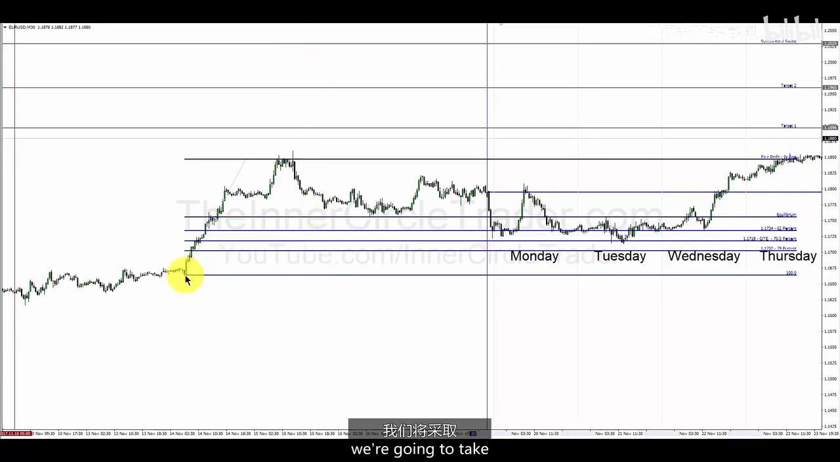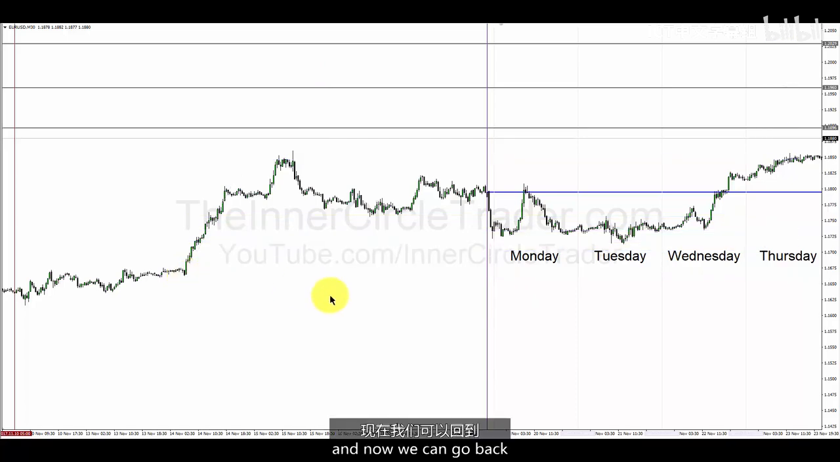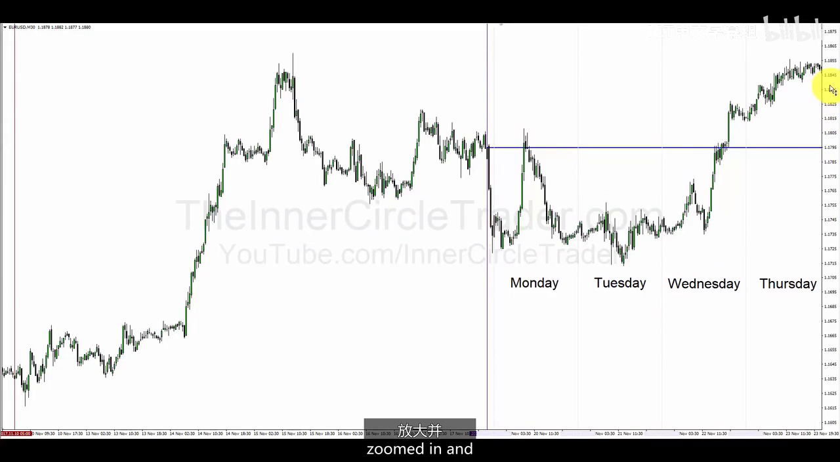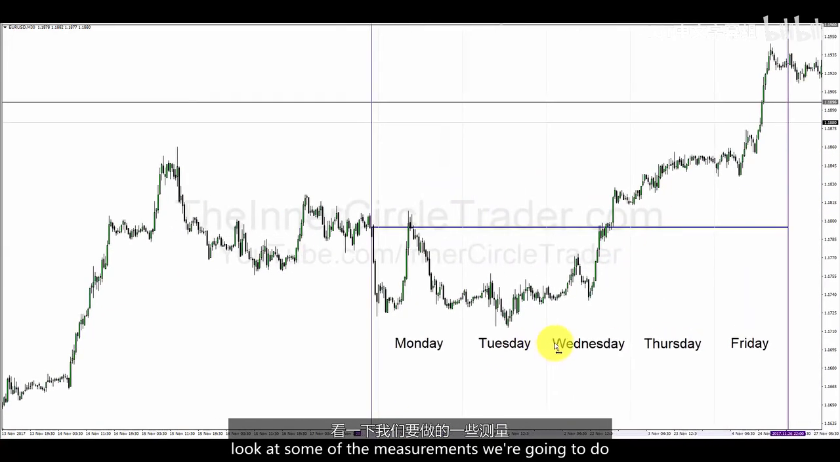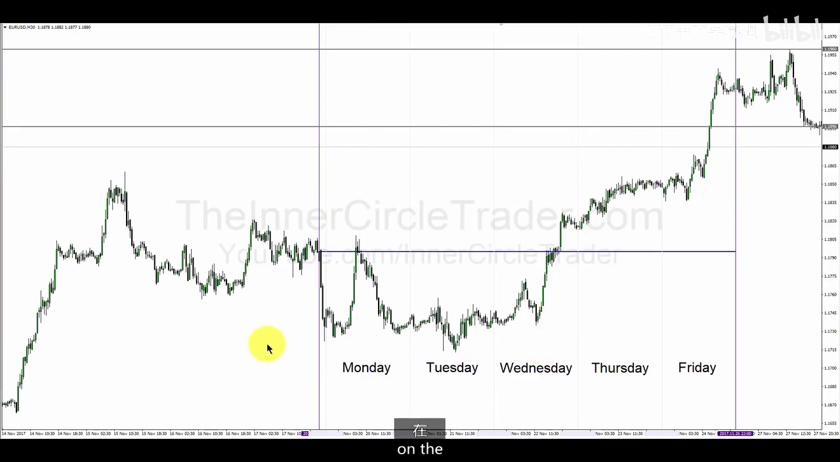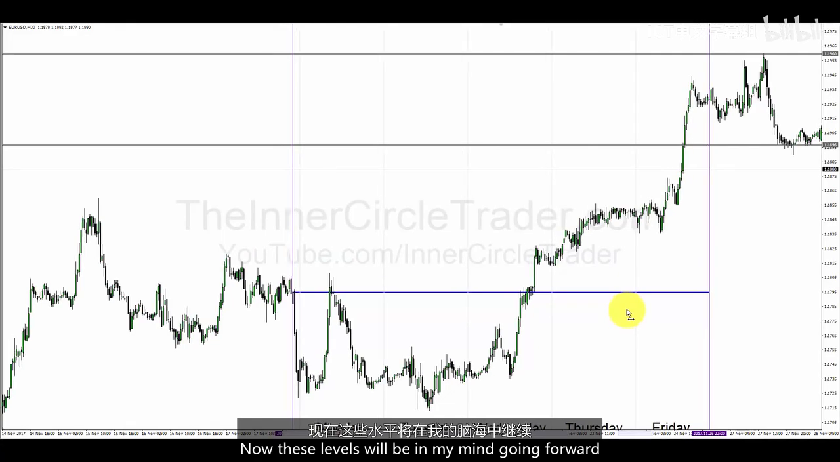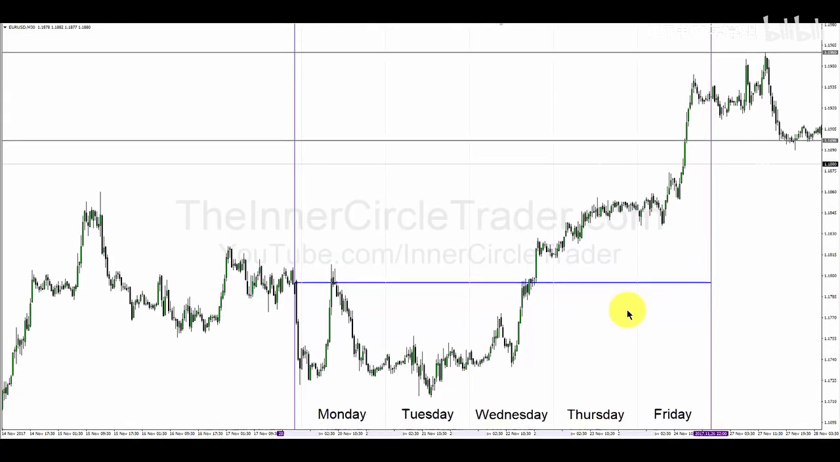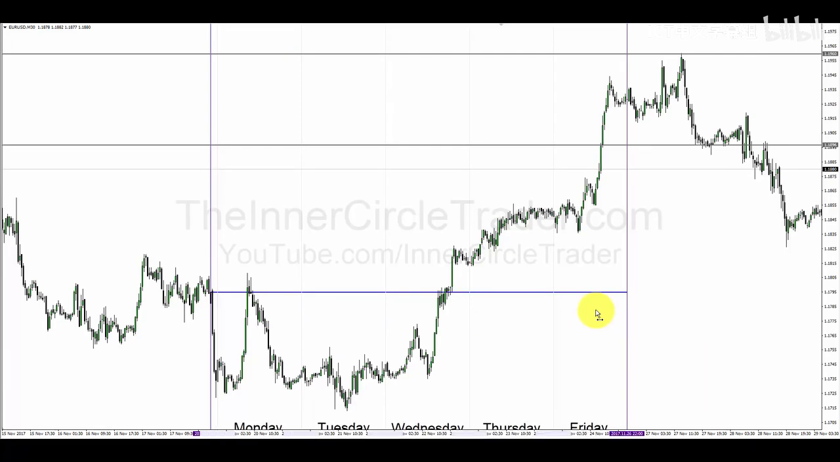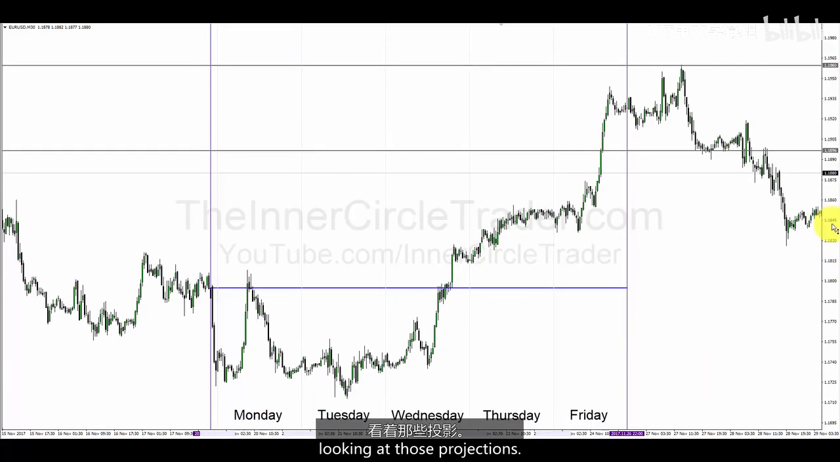So at that, we're going to take the fib off, and now we can go back zoomed in and look at some of the measurements we're going to do on the individual days. Now these levels will be, in my mind, going forward based on the previous swing. Okay, so now we have our chart back the way it was before. Looking at those projections. Now we have Sunday's opening here. Market drops down. Again, I've already mentioned in the weekly bias video, I'm not really concerned about Monday's trading. I want to see, if I'm bullish, a move lower on Tuesday.